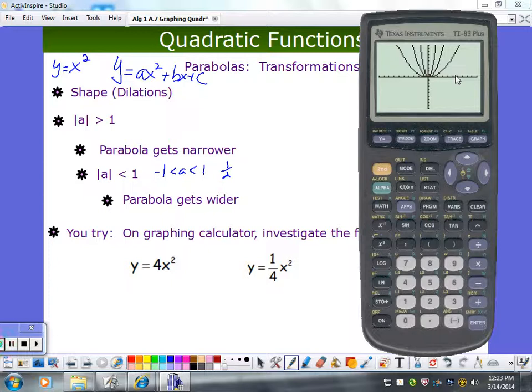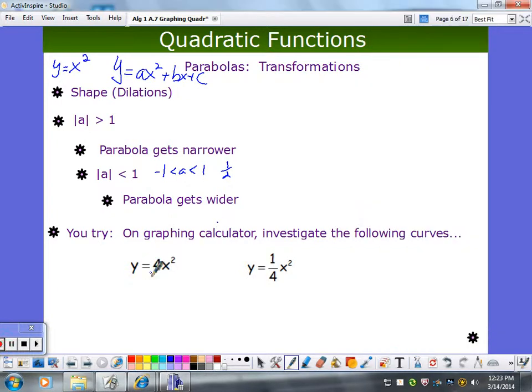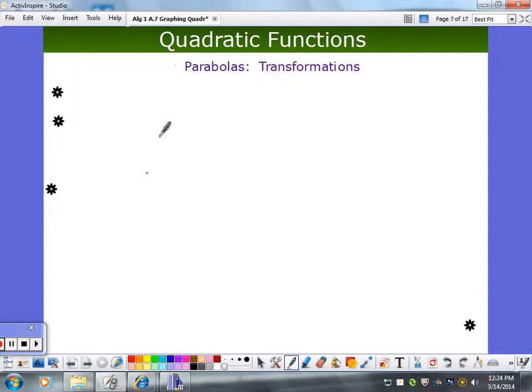This is a compression. It's like I squashed this. I took x squared and I squashed it a little bit. So I transformed it using a dilation. So if you have a big number here, you get a very skinny one. If you have a fraction here, less than 1 or greater than -1, it's going to be a squishy one, compressed. So again, it helps me just get an idea of what they look like.